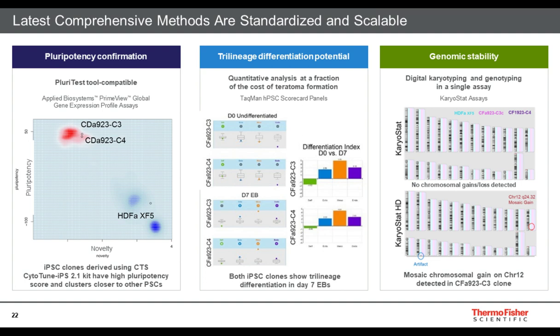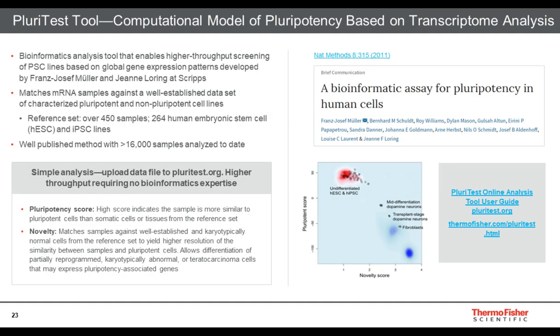The Scorecard is a high-density gene expression array run on a chip. We have the Scorecard gene expression assay and a lower density TaqMan assay, in addition to evaluating self-renewal. You're also evaluating the differentiation potential. And then finally, for genomic stability, we have digital karyotyping and genotyping in a single assay. We provide that in two different forms, KaryoStat and KaryoStat HD. So let's talk about those a little bit more in depth.